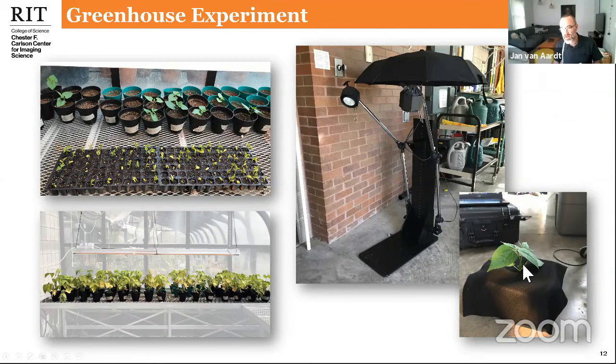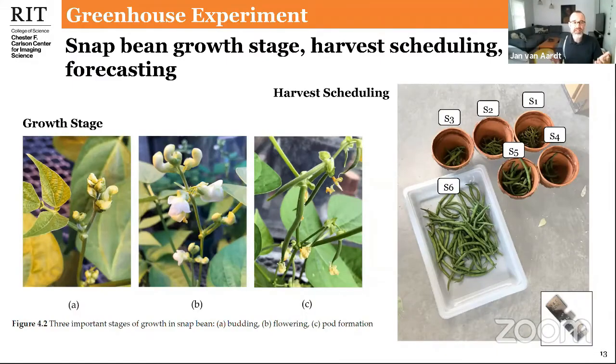You can see the plant here even has a drape across the soil so that we only get plant signal. And he measured these plants on a daily basis for the whole growing season to see if we can spectrally predict yield as well as classify growth stage. Here's just an example of the different growth stages: budding, flowering, pod formation.